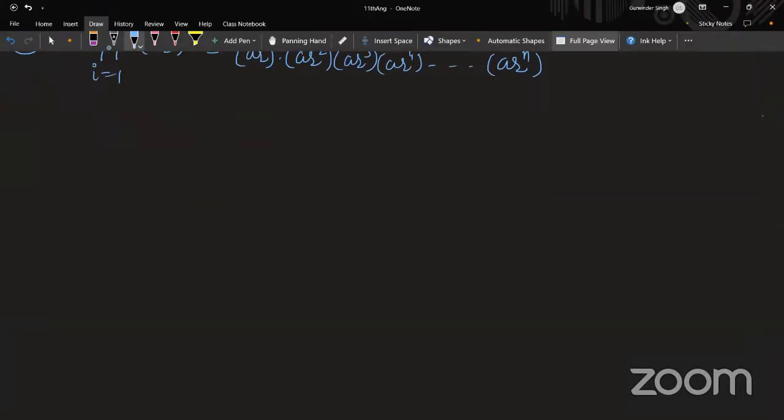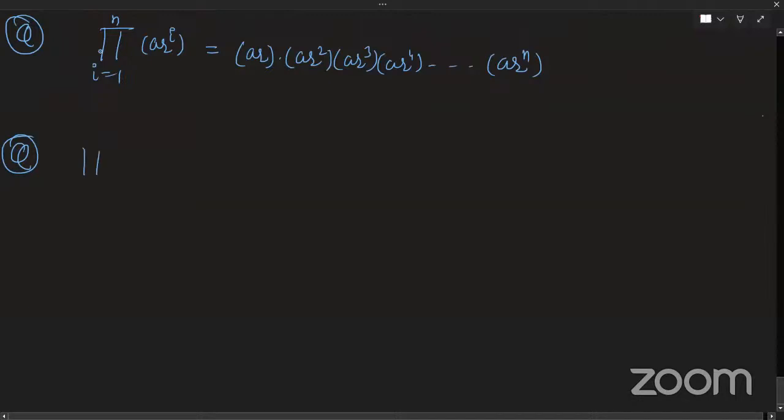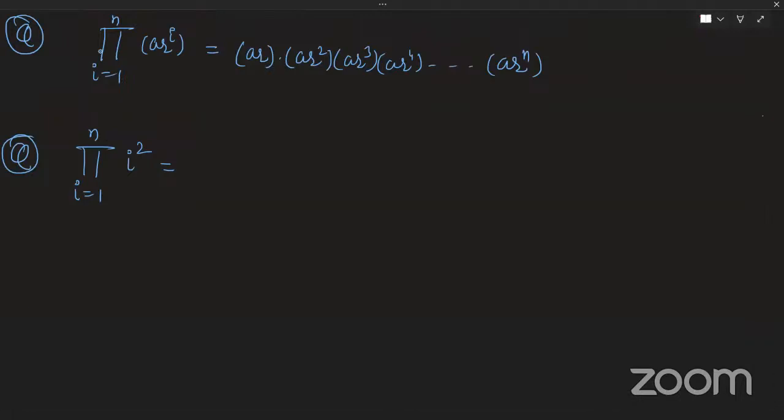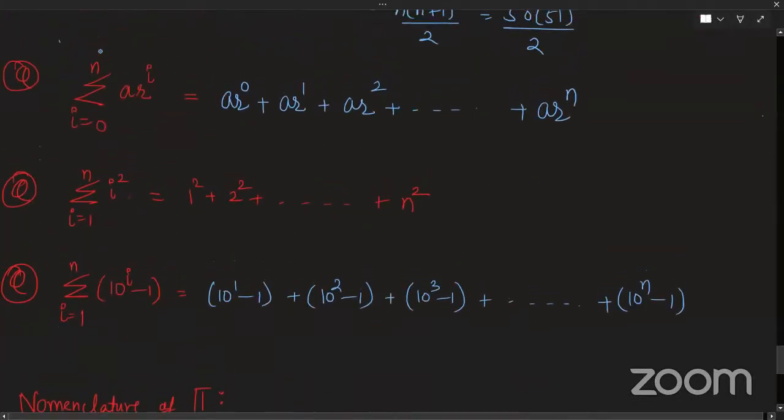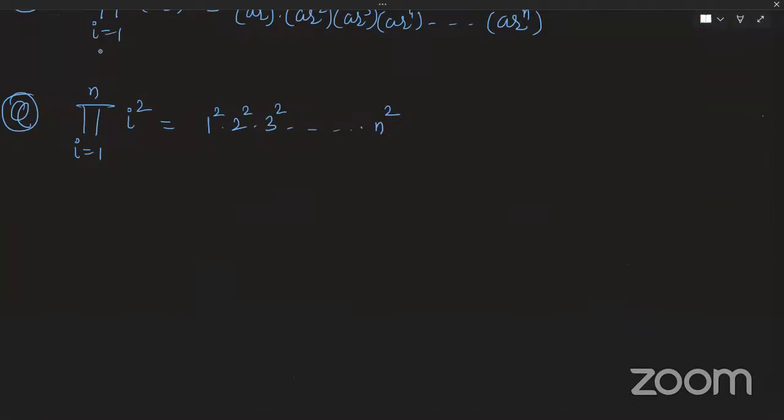Okay. Yes, sir. You should know this, right? Similarly, if I'm asking you, take pi, i is equal to 1 to n, i square. So what am I asking you? 1 square into 2 square into 3 square into 4 square, so on till n square. Correct. This is what I'm asking you. Got it right? Yes, sir. Okay.